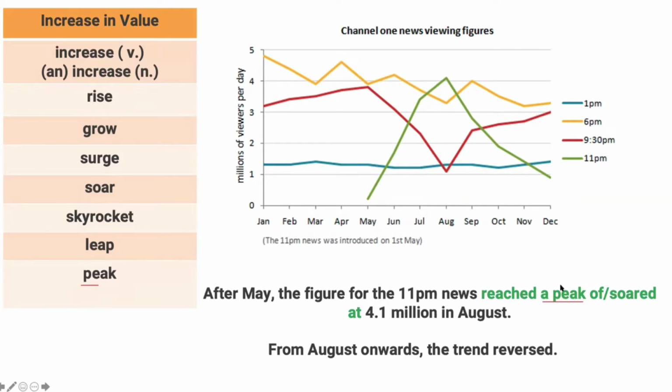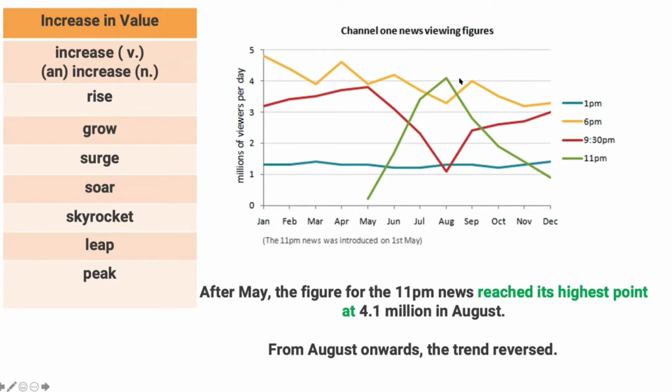And of course, I've got our verb here, which is reached. Reach and peak, that's a great collocation. Reached a peak of, make sure you remember to use your preposition when looking at numbers. Or I also have paired soared at 4.1 million.